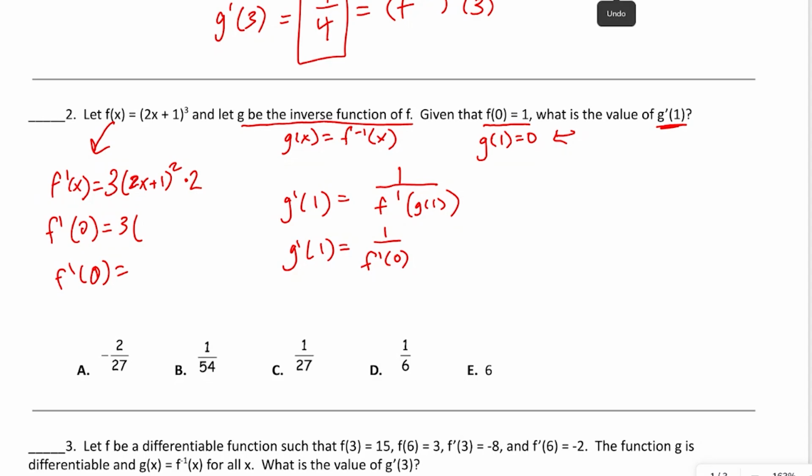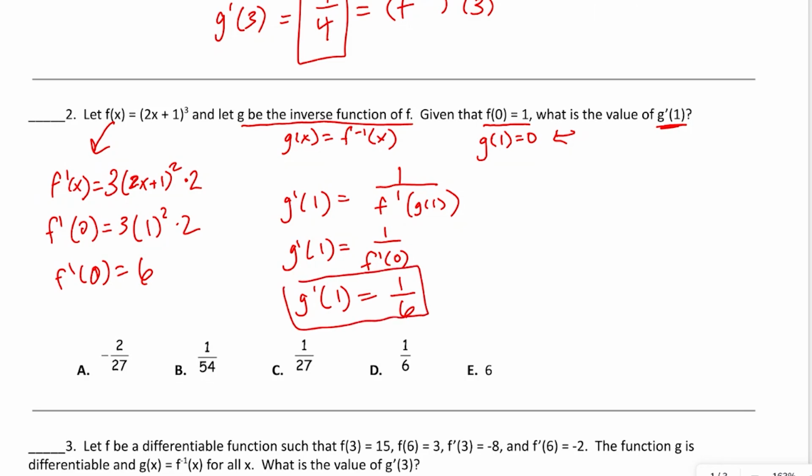So plugging in 0 here is going to have 1 squared times 2. 1 squared is 1, times 3 is 3, so that's going to be 6. So g prime of 1 is going to be 1 over 6. So yeah, our answer here is D.